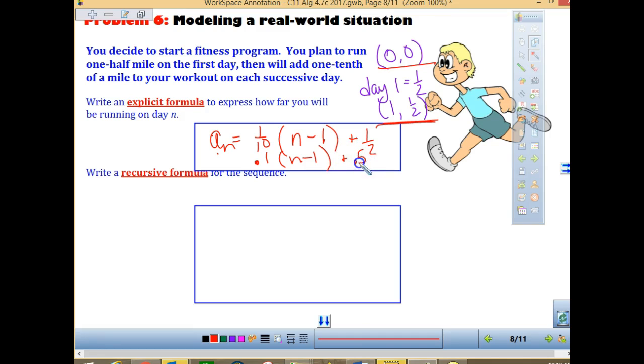Did anyone do it in slope-intercept form? Oh, no. You don't have to. We now want to change it to recursive. This is so nice if you use the n minus 1 to write it in recursive, because what is a to the 1? The 1 is 1/2, 0.5, right? Our second equation, a to the n, just like you did today. This is what you're going to be asked to do in your homework quiz. A to the n equals a to the n minus 1, the previous term, plus 0.1, for n greater than 1. Okay?